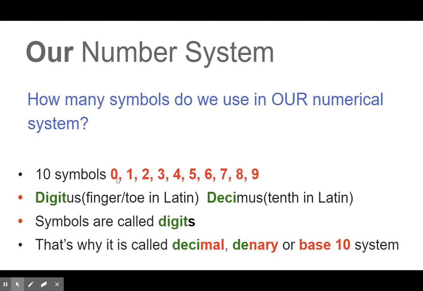So we've got this symbol right here, this one, this one, this one, this one, this one, this one, this one, this one. How many do we have? 10 symbols. We've got 1, 2, 3, 4, 5, 6, 7, 8, 9, 10. There's 10 symbols there. All right.